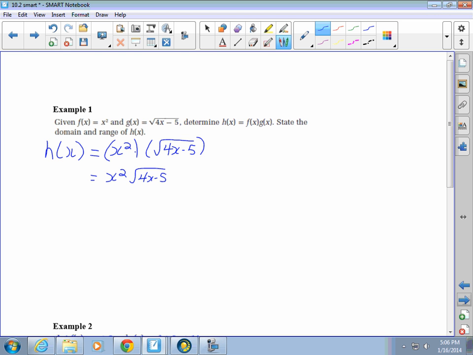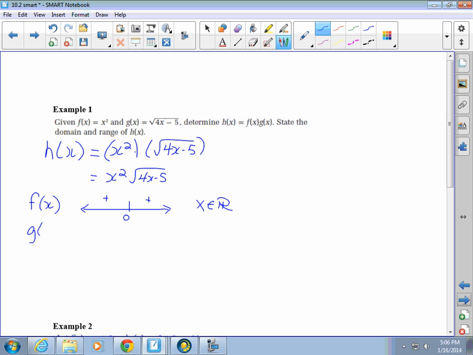So my domain and range. I have to look at each one of them to see what I've got. My domain for f of x: no matter what I put in, if I put a negative value in, I'm going to have a positive result. If I put a positive value in, I'm going to have a positive result. There's no value that I can't put in there. So in this case, x is an element of the real numbers.